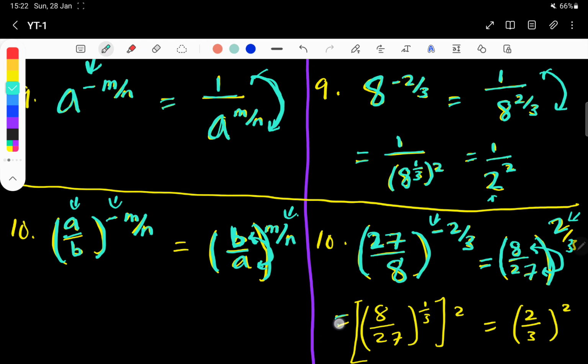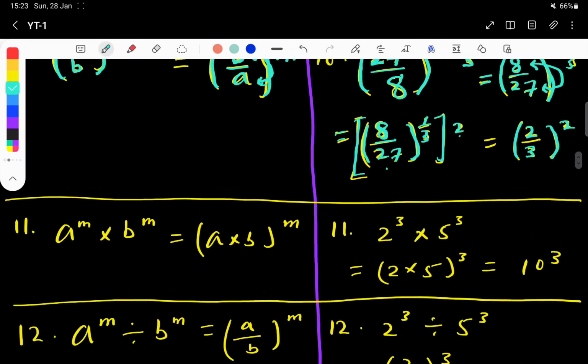So if we further simplify it, we'll get what? 8 over 27. You can take the cube root first, which will make the number smaller. Then only you take the power of 2. So cube root of 8, you get 2. Cube root of 27, you get 3. Close the bracket, you are left with the power 2 outside. So this is your final answer.